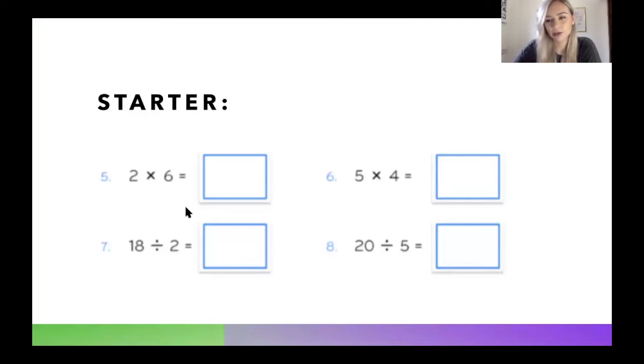So 2 times 6, we could have counted up in our twos 6 times to work this out if we didn't know it off the top of our heads. So let's do that quickly together now. 2, 4, 6, 8, 10, 12. The answer for this first question here is 12.